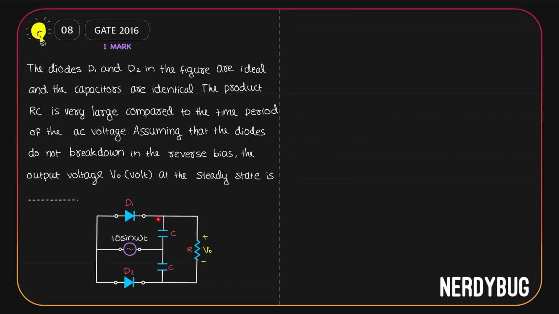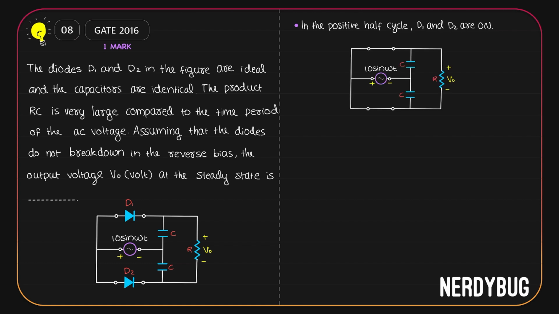The input is 10 sine omega t. It is sinusoidal. In the positive half cycle, let us say it gives positive potential here and negative potential here. Then D1 will get positive potential here and negative here. It will be switched on. D2 also will get positive potential here and negative potential here. D2 will also be switched on. So in the positive half cycle, both diodes are on and we can model the circuit like this.